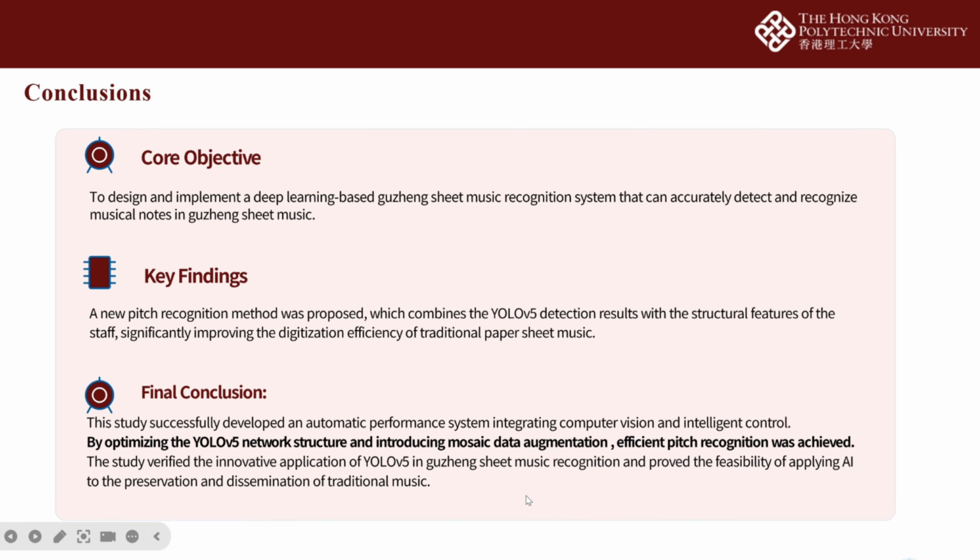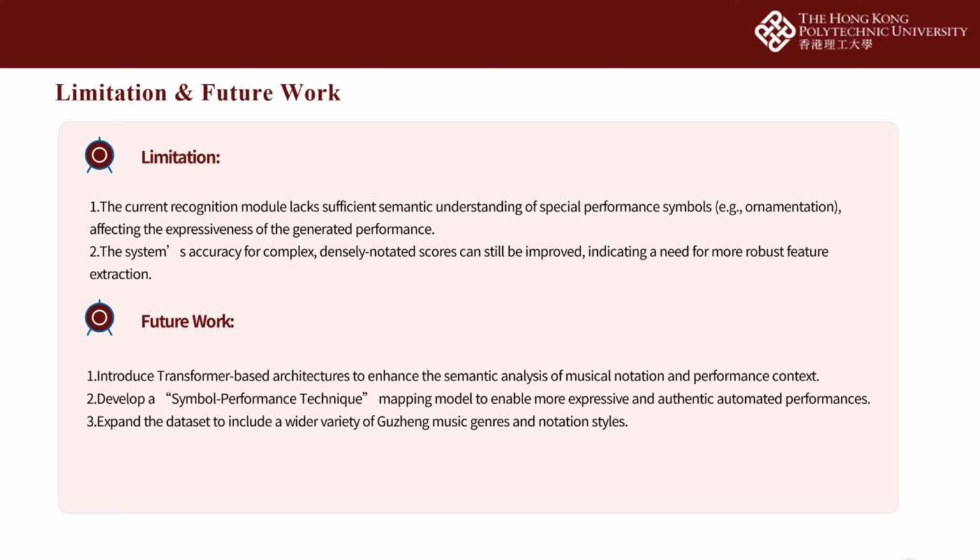So, this work successfully establishes an effective pipeline for traditional music digitization, demonstrating that deep learning can significantly contribute to cultural heritage preservation through automated score recognition technology. Looking ahead, we plan to explore transformer architectures for better contextual understanding and develop sophisticated symbol-to-performance mapping models to enhance the system's musical expression capabilities.